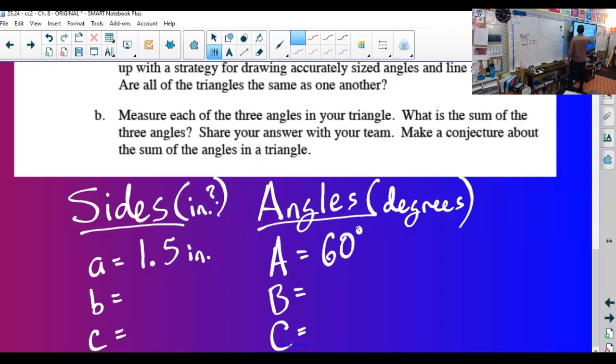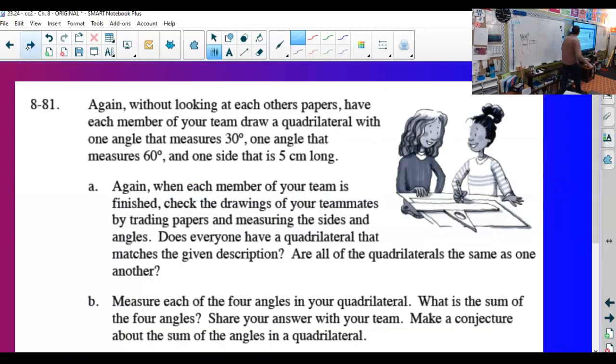We're gonna skip B because you don't know how to use a protractor yet. Well, way to rub it in. What? Okay. And it's just new triangle.